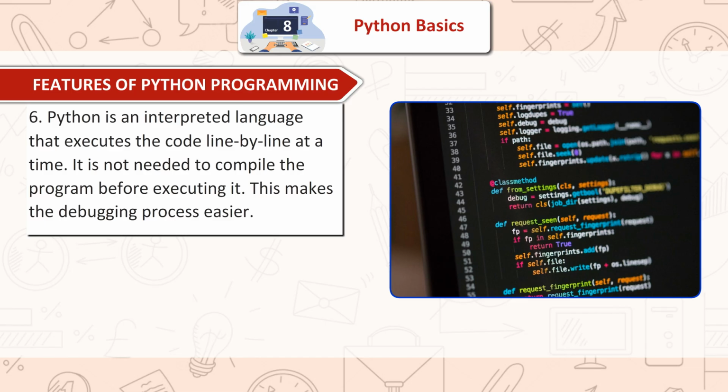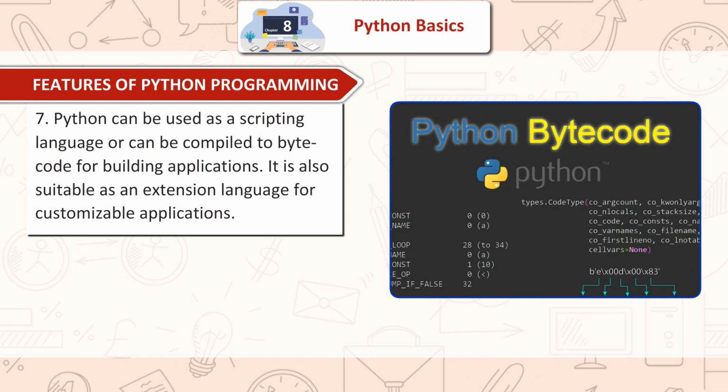Python is an interpreted language that executes the code line by line at a time. It is not needed to complete the program before executing it. This makes the debugging process easier. Python can be used as a scripting language or can be compiled to bytecode for building applications. It is also suitable as an extension language for customizable applications.